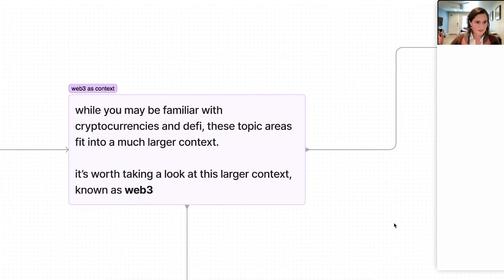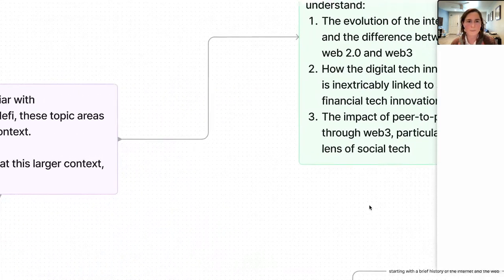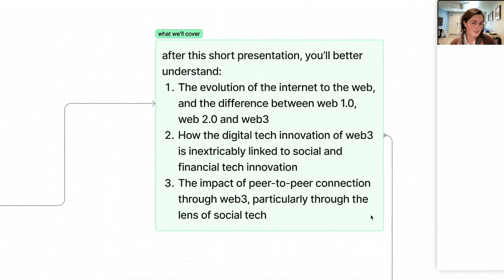So John just gave us this backdrop on DeFi and crypto. And what I'm going to do is zoom out a little bit and talk about the bigger context of Web3. So what is Web3? How do we situate DeFi within that? And I'll also get into a little bit on social technology as well. It's a short presentation, but I'm hoping at the end you'll better understand the evolution that we've seen going from the internet to the web, and then from Web 1.0 to 2.0 to Web3 now.